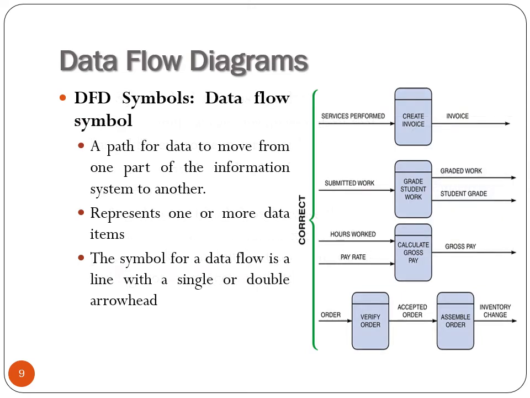Next is the data flow symbol. A data flow symbol is a path for data to move from one part of the information system to another. It represents one or more data items. For example, a data flow could consist of a single data item such as student ID or IC, or it could include a set of data such as a class roster or application form. The detailed content of the data flow will be included in the data dictionary, which is described later in this chapter. The symbol for a data flow is a line with a single or double arrowhead.